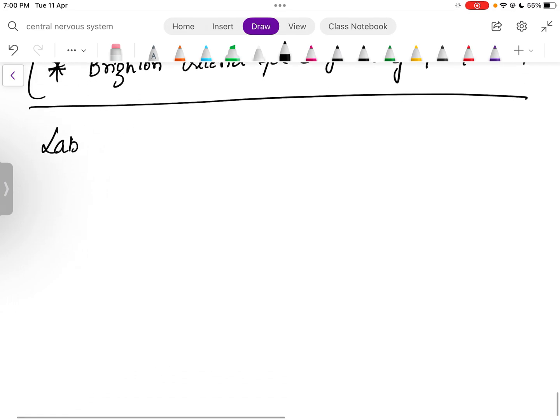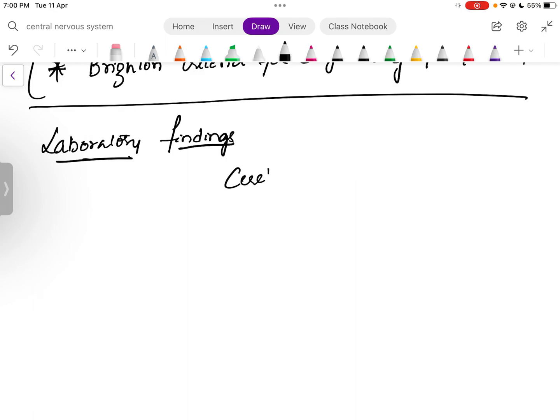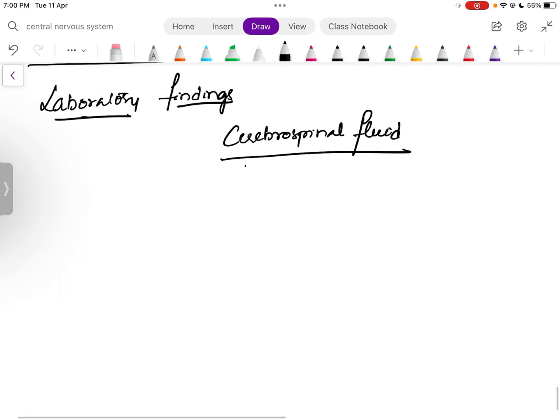Next, we'll see laboratory findings. For laboratory findings, cerebrospinal fluid estimation is very important. What happens in the cerebrospinal fluid?